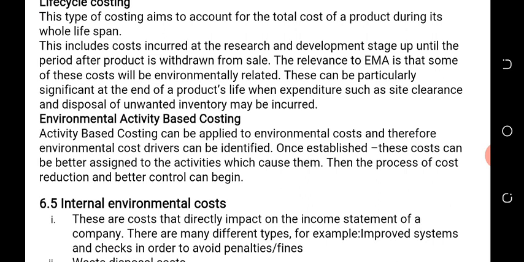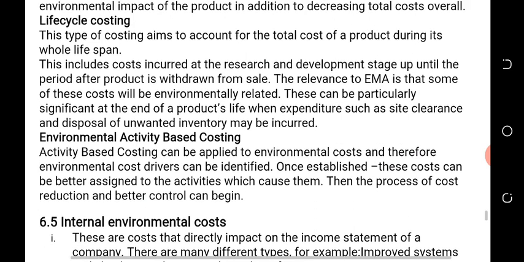Environmental activity based costing is also a technique we should be able to look at in our ABC. We should look at the environmentally driven costs in our production. So activity based costing can be applied to environmental costs, and therefore environmental cost drivers can be identified. Once established, these costs can be better assigned to the activity which caused them. Then the process of cost reduction and better control can begin.